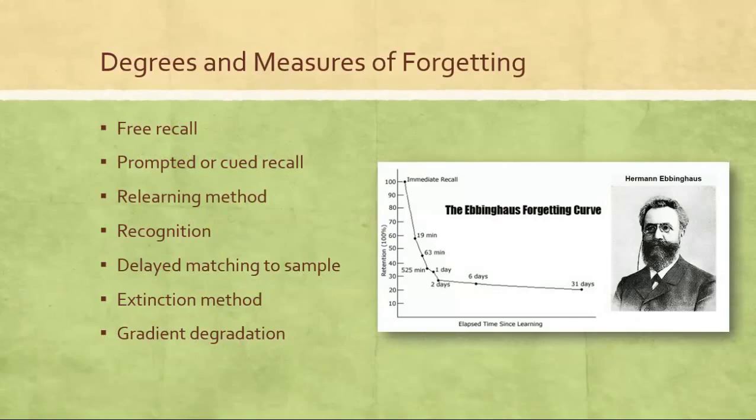Another way of measuring forgetting is called recognition. The participant must identify the material previously learned. You may recall a multiple choice test. You recognize the answer, you choose it. Delayed matching to sample is often used with pigeons. Similarly, the extinction method can be used wherein extinction that proceeds rapidly is evidence of forgetting. Gradient degradation refers to forgetting as measured by a flattening of the generalization gradient. To the extent that the training establishes stimulus control, a decline in the steepness of the generalization gradient indicates forgetting.